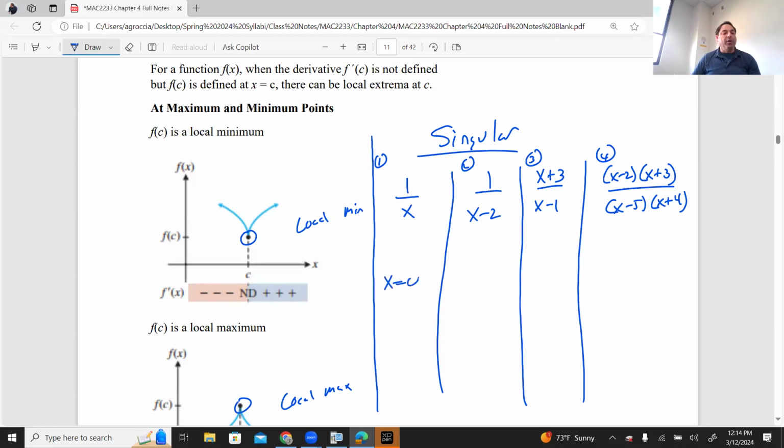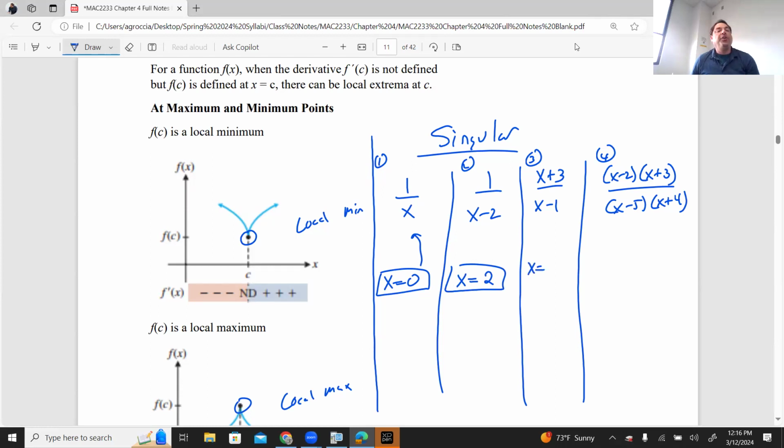The answer is 0. Because if you plug in 0 into the derivative, we're pretending they're all derivatives, what's 1 divided by 0? Undefined. So the only time you're going to have singular, number 1, is when there's dividing. Number 2, there's got to be a variable in the denominator. So I want you to find the singular points for the next 3. In the first, example number 2, what would make it undefined? 2, because 2 minus 2 is 0, can't have 0 in the denominator.